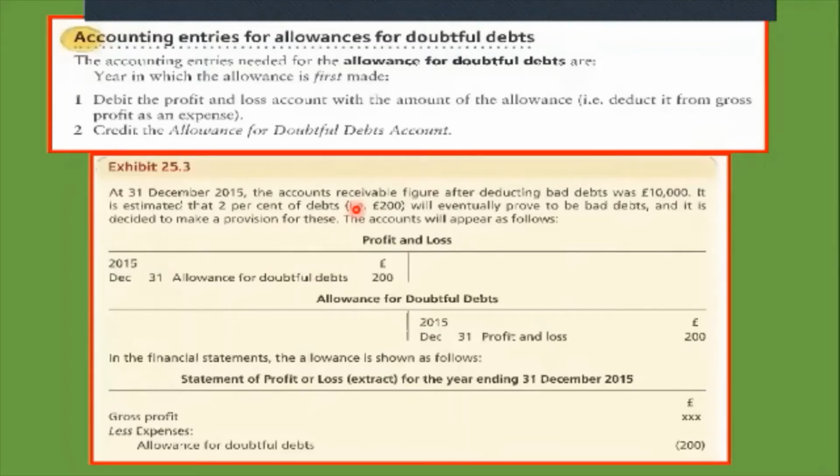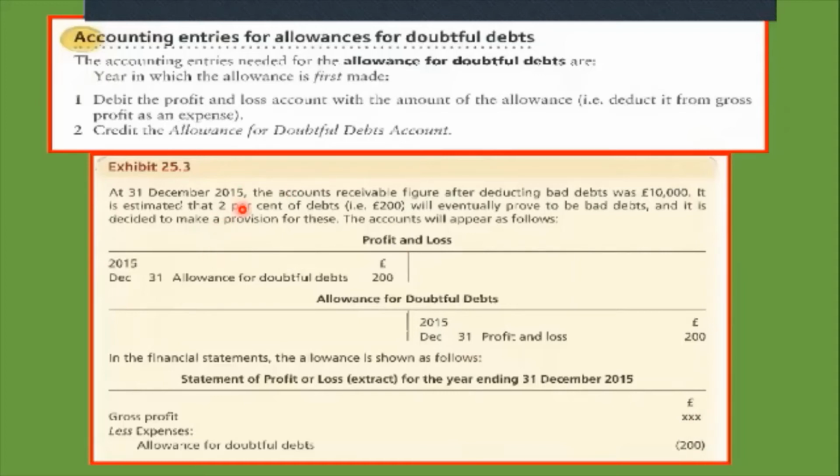Okay. In your income statement, it would look something like this. Under the gross profit, you minus in your expenses, you would have the allowance or provision for doubtful debts of 200, and you minus it from the gross profit, right? So that's how it's done, and it's done that way all the time.